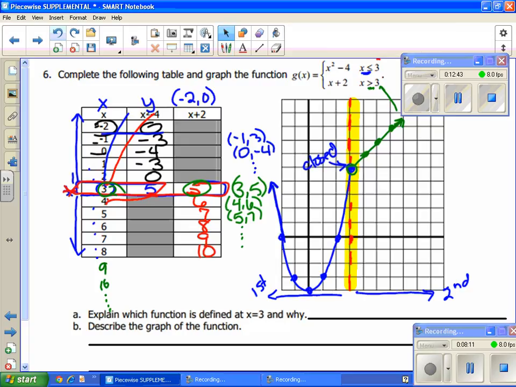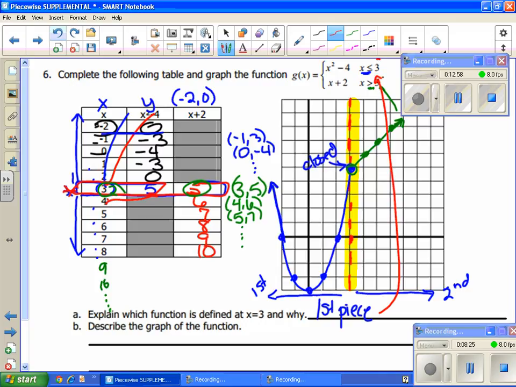All right, to answer the questions, explain which function is defined at x equals 3 and why. The answer is the first piece. Why? Because the first piece has an equals. It says x less than or equal to 3. And because it has the equals on the 3, I only use the first piece to give me the exact answer for the value at x equals 3.